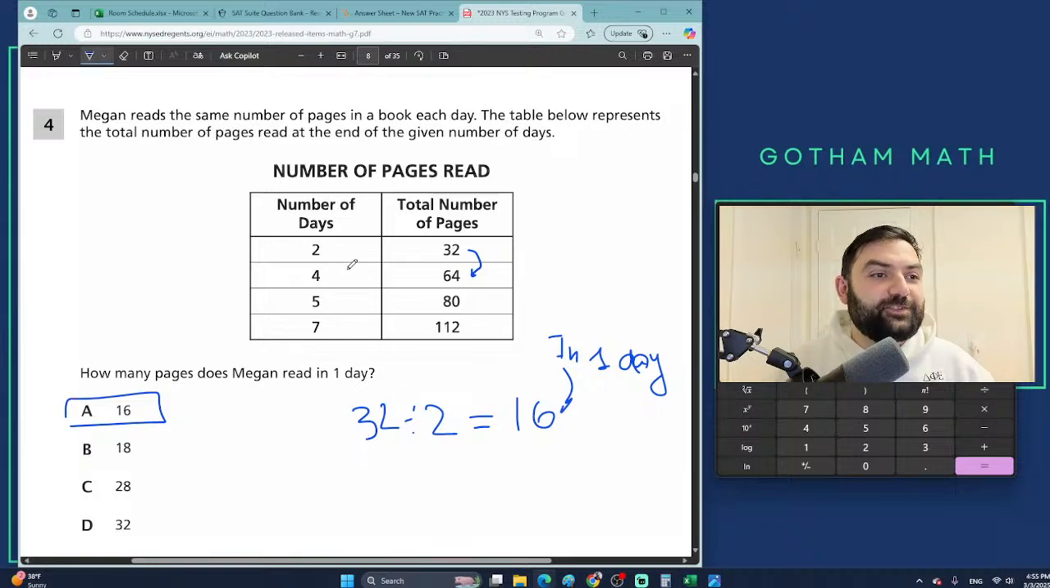This is all extra. It feels like you will have to use the whole table, but you don't have to use the whole table. You just divide. And by the way, if you divide 64 by 4, it will still be 16. If you divide 80 by 5, it will be 16. So you could have used any, but there is no reason to. They could have just said, hey, she read 32 pages in 2 days. How many did she read in one? That's it. Okay?